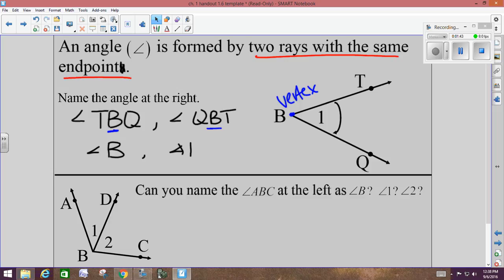Most of the time, you're going to want to use 3 letters. And that's how they'll have it in the book. In your worksheets, they're going to name with 3 letters. It's either 1 letter or 3 letters. Can't name an angle with 2 letters. 1 or 3.